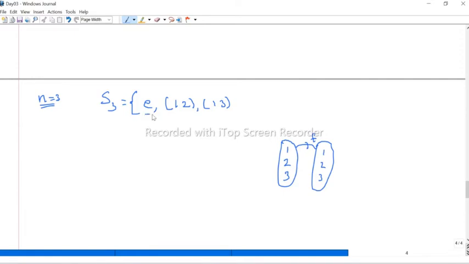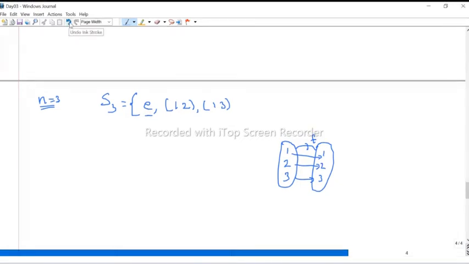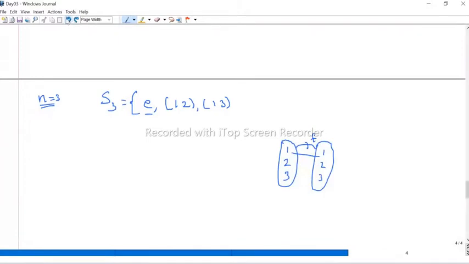Identity means one function where 1 maps to 1, 2 maps to 2, 3 maps to 3. That is what I am defining as E, the identity permutation, identity function. The next one, 1 comma 2, means the element 1 maps to 2 and then 2 to 1, but 3 is fixed. I am not mentioning 3 here, which means 3 goes to 3. So this is another function, also one-one and onto. I am denoting this function as 1 comma 2: 1 maps to 2, 2 maps to 1.